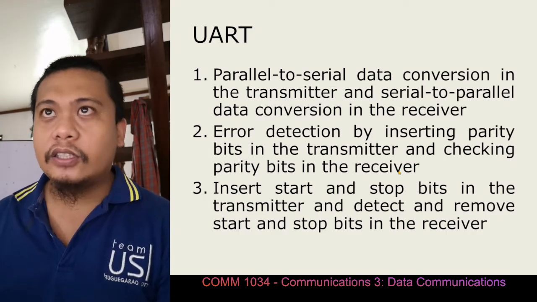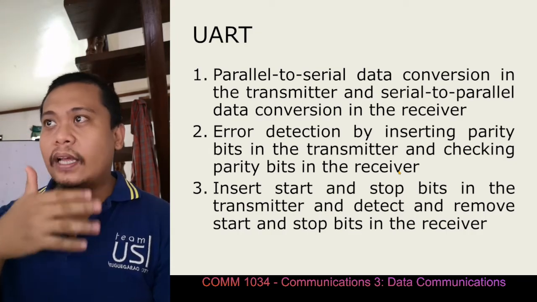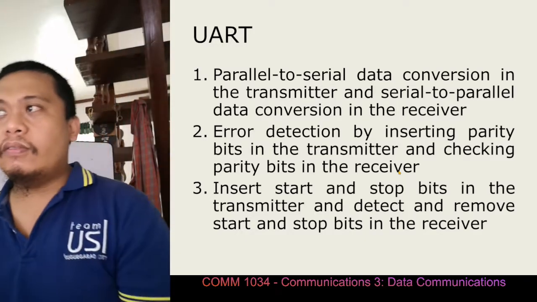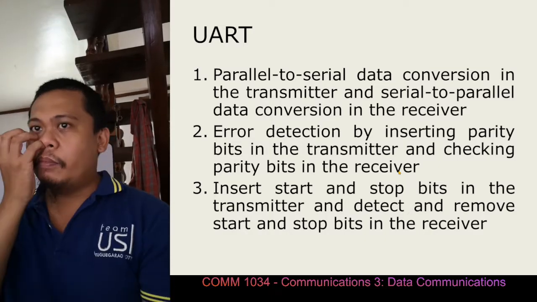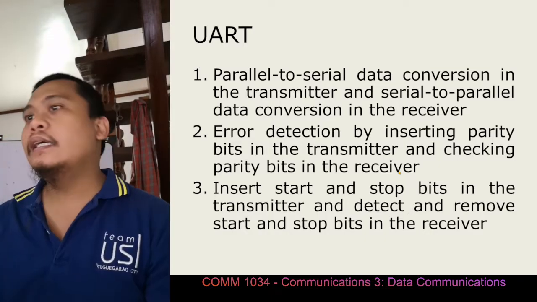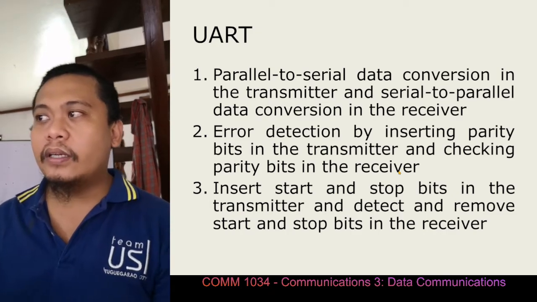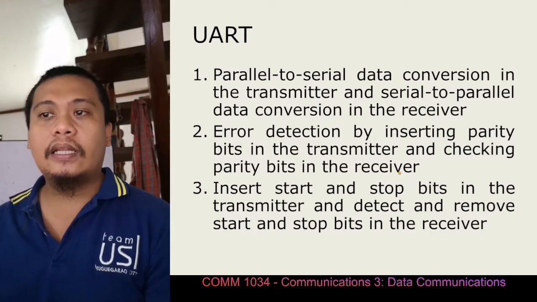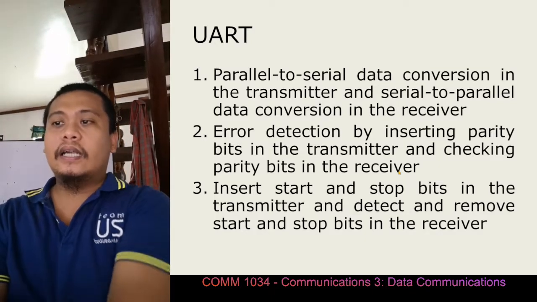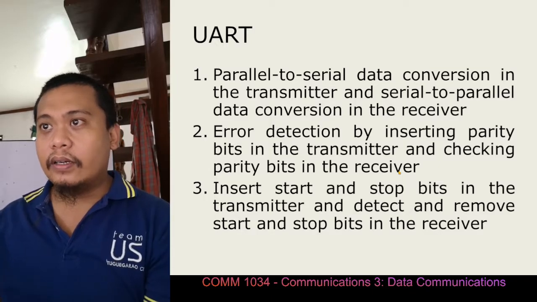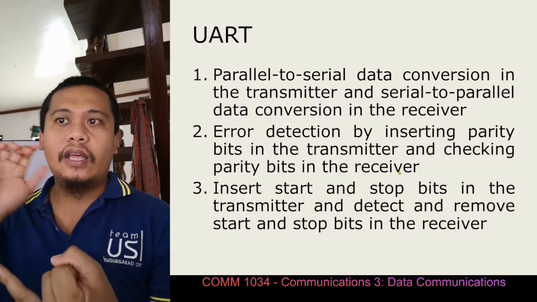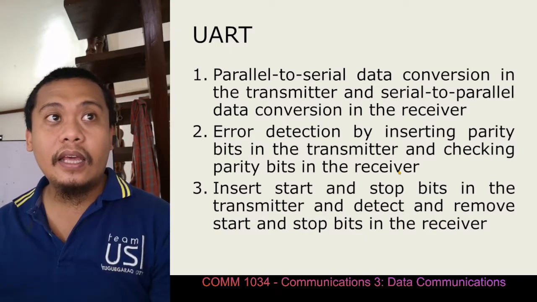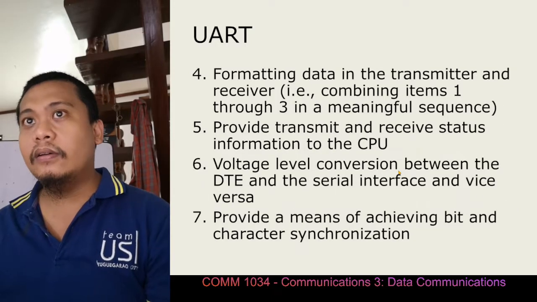So these are the functions of UART. Number one, parallel to serial data conversion in the transmitter and serial to parallel data conversion in the receiver. Number two, error detection by inserting parity bits in the transmitter and checking parity bits in the receiver. Number three, insert start and stop bits in the transmitter and detect and remove start and stop bits in the receiver. So dito na yung parallel to serial conversion, error detection, and yung inserting and removing of start and stop bits, no?